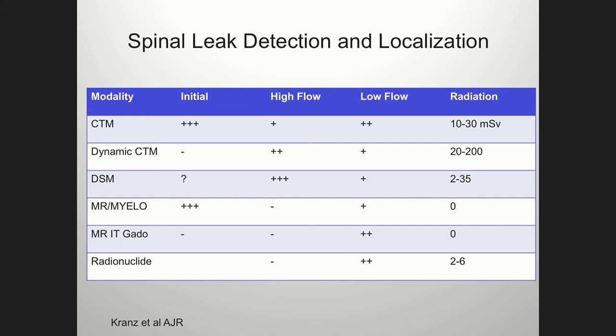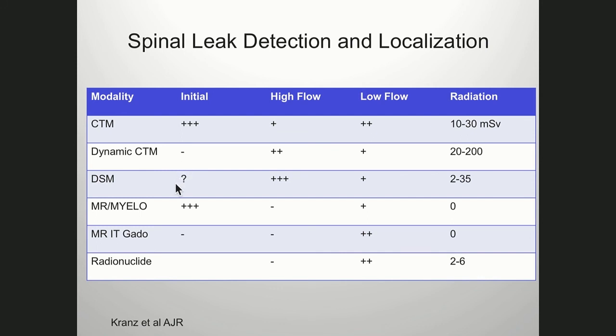The dynamic CT myelogram, where you introduce contrast in the CT suite and do repetitive CT, may be a little bit higher radiation, but it does have its role in the intermediate leaks for some select patients, and it's been used across different centers, and we use it occasionally.